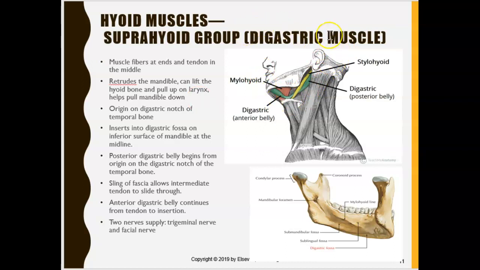So digastric muscle. And what does this do? Well, this helps retrude the mandible, which means that if you want to push your mandible back, pull your jaw backwards, it will help retrude the mandible. And it also pulls the mandible down. It'll also open your mouth. So this muscle pushes your mandible back if you want, and it can open the mandible.